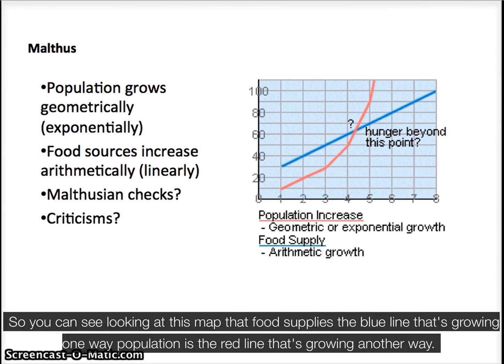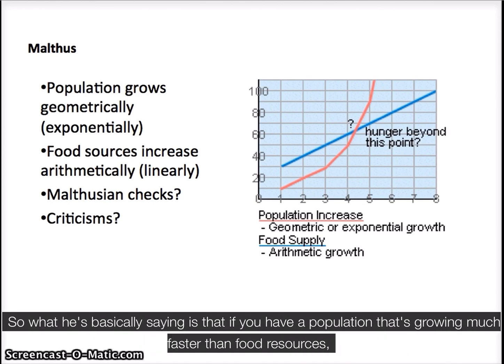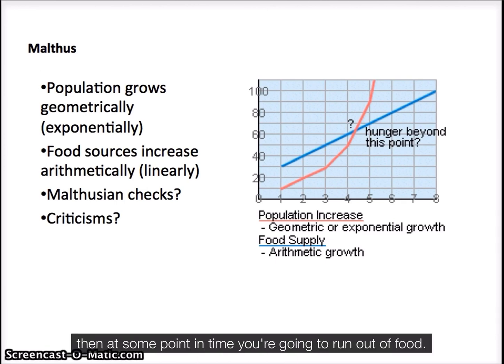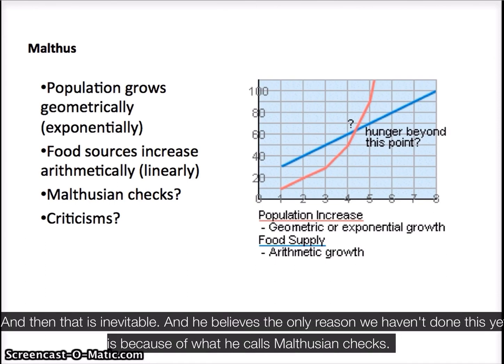So you can see, looking at this map, that food supply is the blue line, that's growing one way. Population is the red line, that's growing another way. So what he's basically saying is that if you have a population that's growing much faster than food resources, then at some point in time, you're going to run out of food. And that is inevitable.